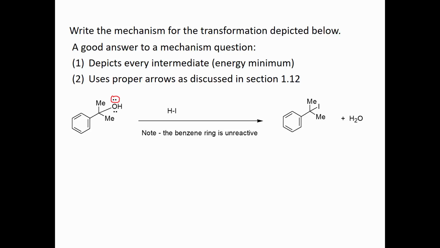Okay, so the answer that's going to get 100% of the credit here would involve protonating the alcohol with HI. Okay, another hint that's pretty valuable is also that the benzene ring is unreactive. We're not going to see benzenes really do anything for quite a while. Okay.